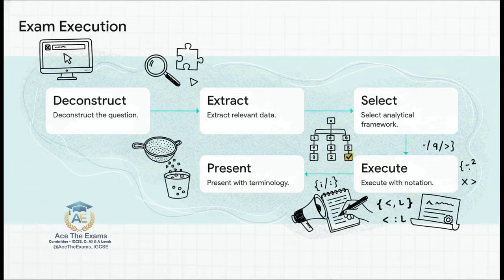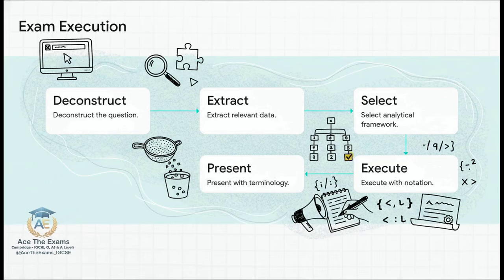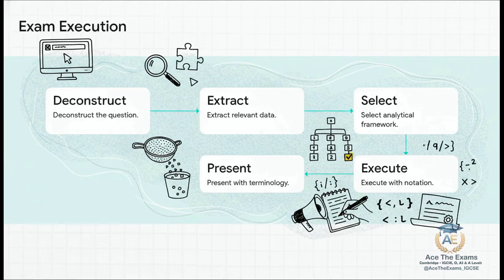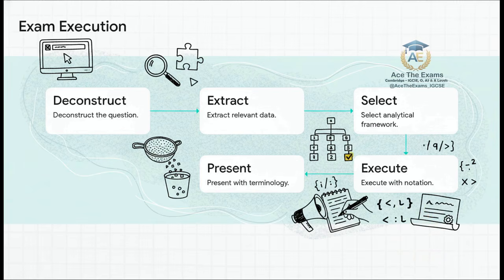Now, what's really exciting about this systematic approach is that it gives you the ultimate step-by-step exam execution sequence to follow on test day. First, you read the prompt and completely deconstruct the question. Apply command word decoding immediately. Second, you extract the relevant contextual data about the scenario. Third, you select your analytical framework like the PO method and the comparative rules we just mastered. Fourth, you execute your answer with clear notation. And finally, you present it using precise, official Cambridge terminology. No slang, no vague descriptions.